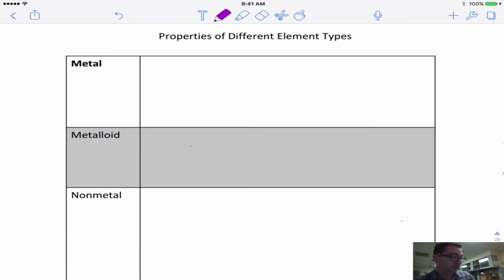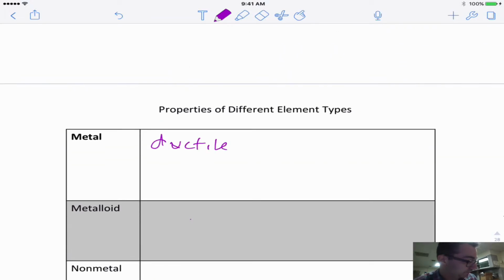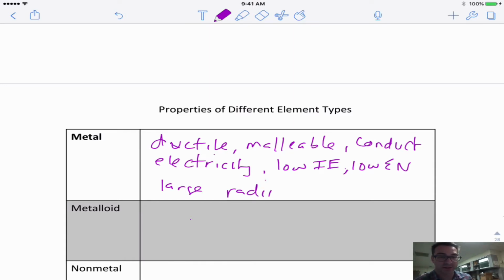Okay, so properties of different elements. When we look at the properties of the elements, I'll just list them here. We have metals. They are ductile, malleable. They conduct electricity. They have low ionization energies, low electronegativities. They have large radii. And so these metallic properties, these metallic characteristics, they tend to cause metals to lose electrons easily and form positive ions.